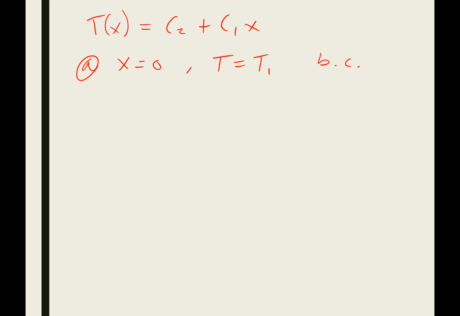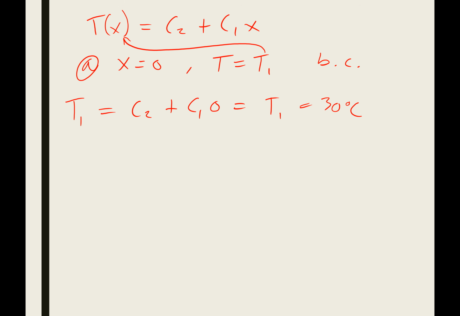Okay, so we can just plug it in right now. We would plug in this T1 here. So T1 is equal to C2 plus C1 multiplied by 0. Great. So C2, our second constant of integration, is just T1, which would be that 30 degrees C.